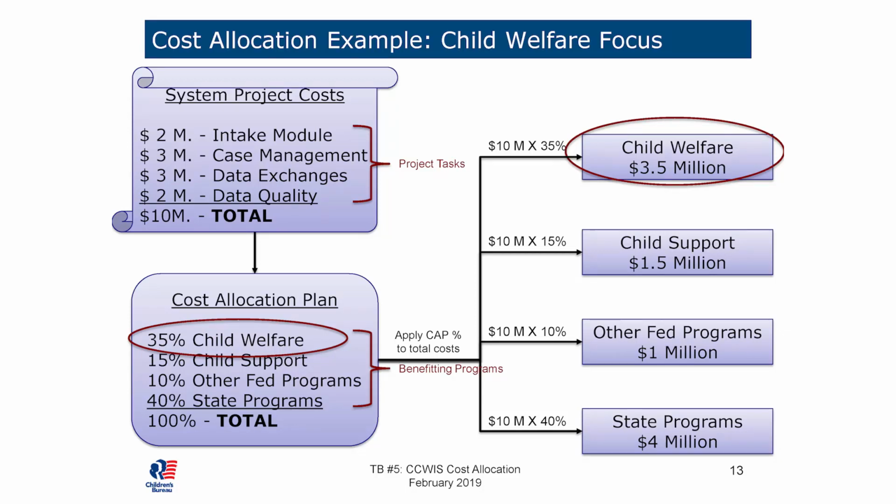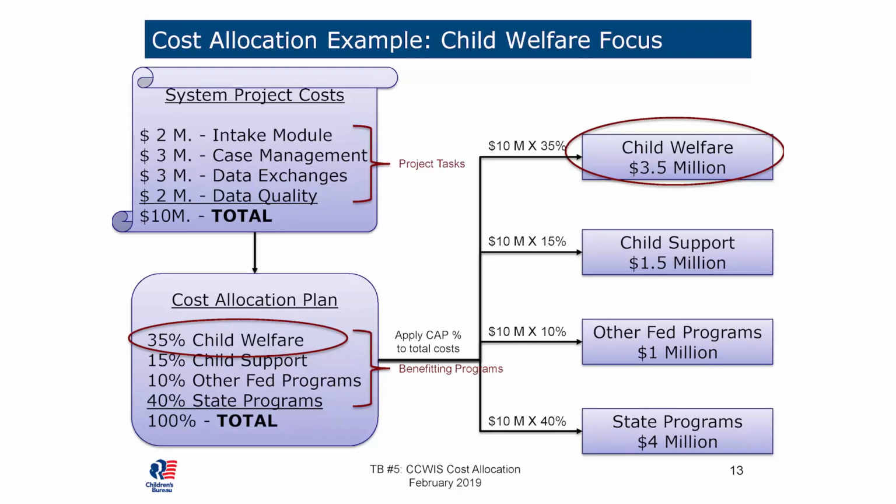Continuing the example, the overall system's cost allocation plan specifies that 15% of the costs go to child support. 10% of the remaining costs are allocated to the other federal programs and 40% to state programs. Now, if there are other federal and state programs, the cost allocation would specify the percentages allocated to each of these programs. We aggregated them in this example for simplicity.